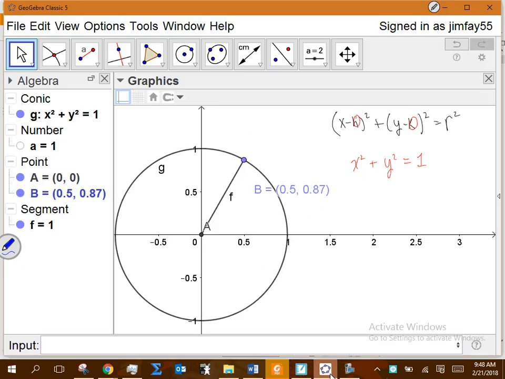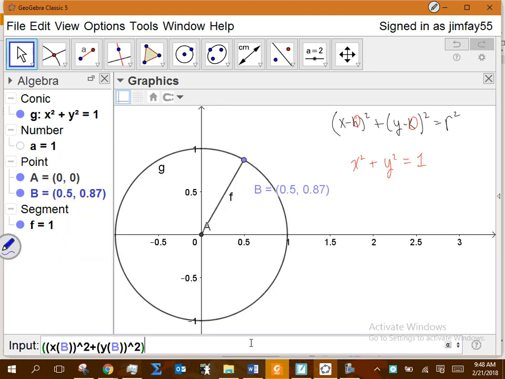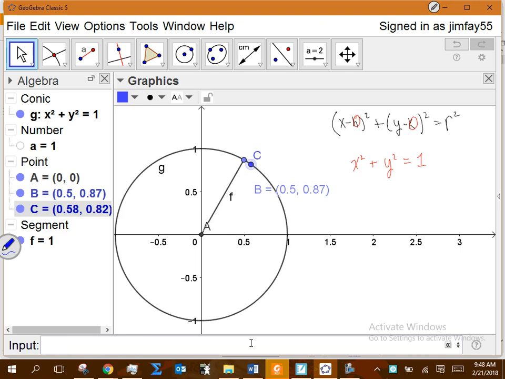Come back to this here. If I looked at square root of 3 divided by 3, comma, square root of 6 divided by 3. Does that point show up on the circle? Yeah. Okay.